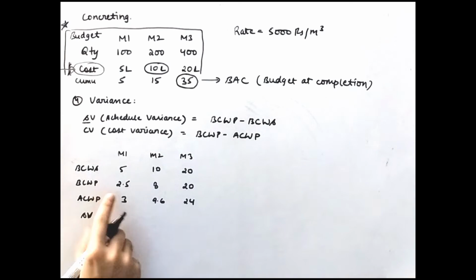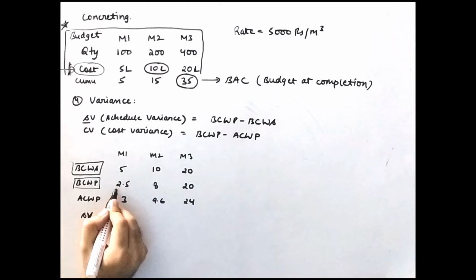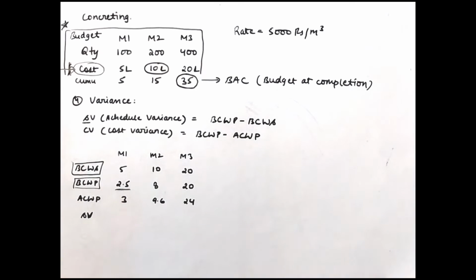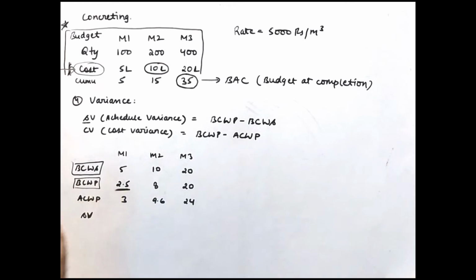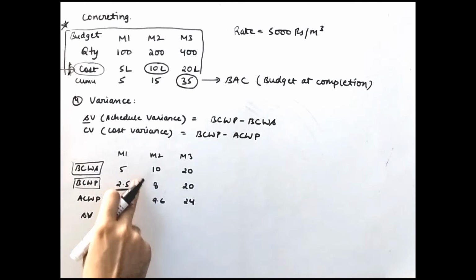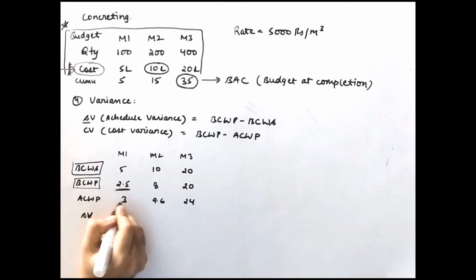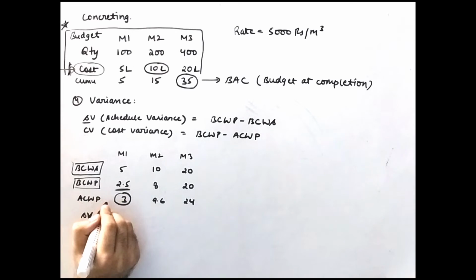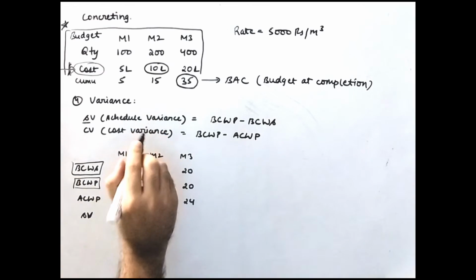Now what is your schedule variance? Your schedule variance is calculated with these two terms, BCWP and BCWS. Basically with respect to budget, you performed 2.5 lakh rupees of concreting in the first month, but the budget was 5 lakh rupees. Since you lacked in the quantities, you could only do 2.5. We are not taking the cost parameter here. The actual cost is reflected in ACWP. This doesn't tell you the actual cost, but only your schedule.